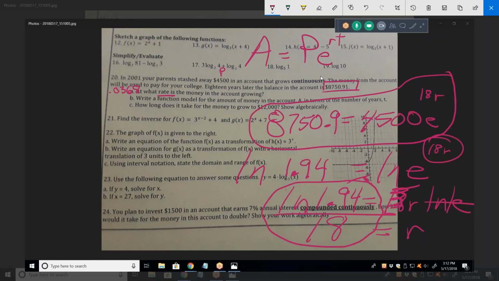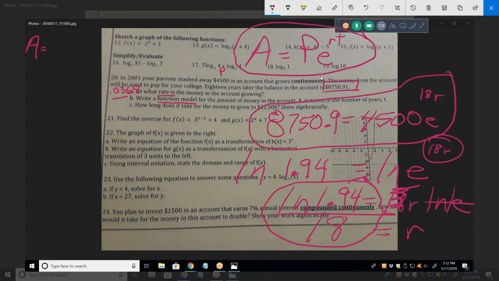So now what is our precise formula? What is our formula for this problem? Write a function to model what the amount is after some number of years. I'm going to write it up here on the top left. A is equal to what? 8,750? No, they want a general function. Money, A, in terms of the number of years, T.